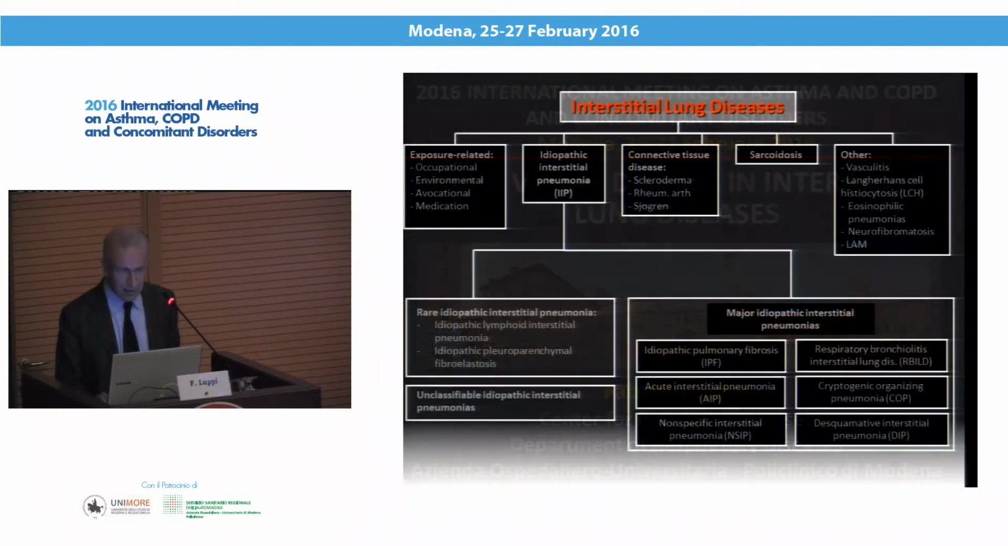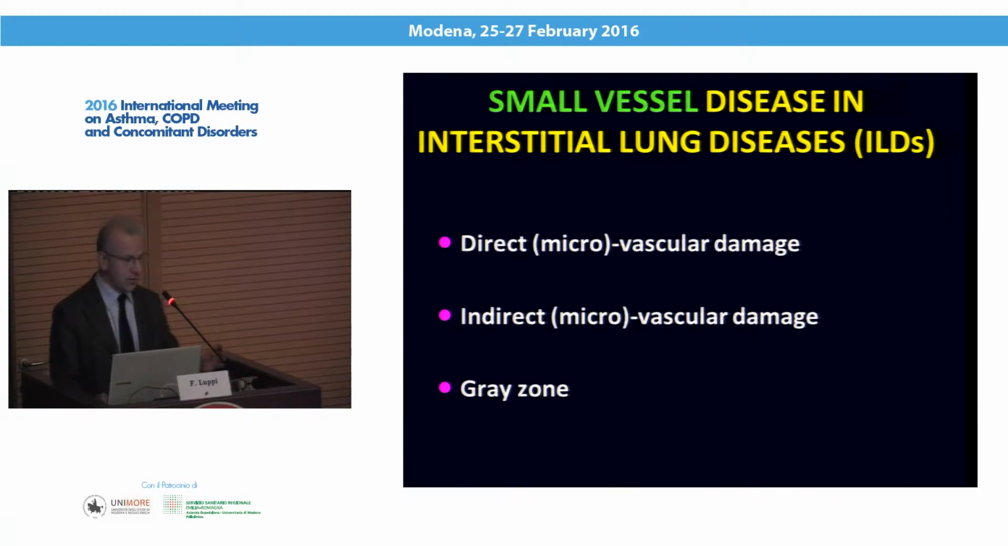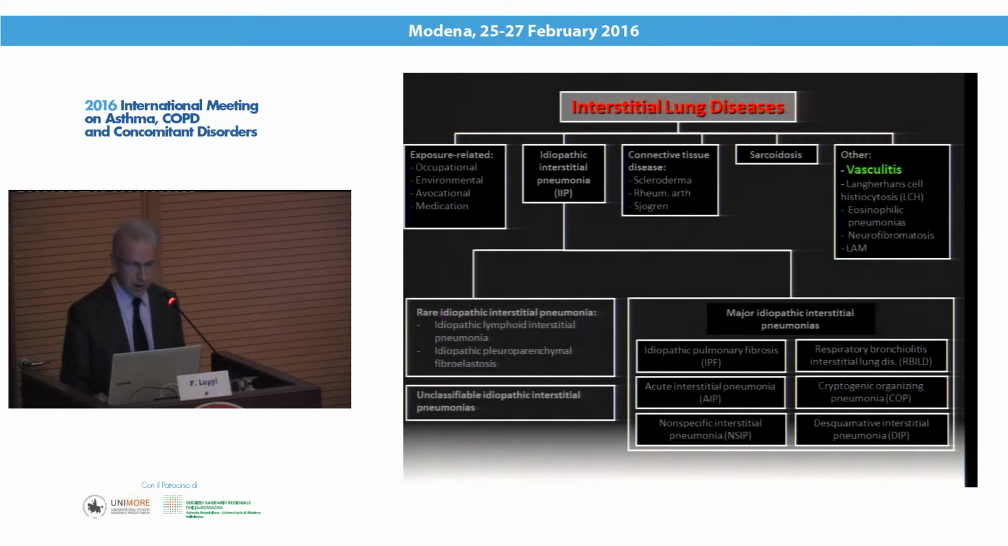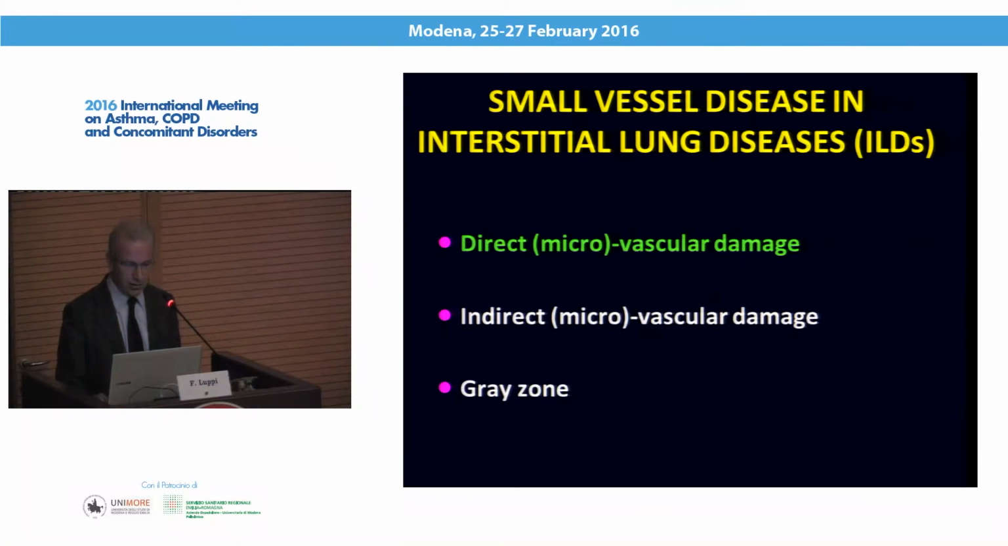The other topic of my presentation is small vessels, and I would like to propose a classification of small vessel involvement in interstitial lung diseases, dividing them into direct microvascular damage, indirect microvascular damage, and the gray zone. With the term gray zone, I mean a condition in which we don't know if the vascular damage is direct or indirect. As an example of direct microvascular damage, I would like to propose vasculitis.